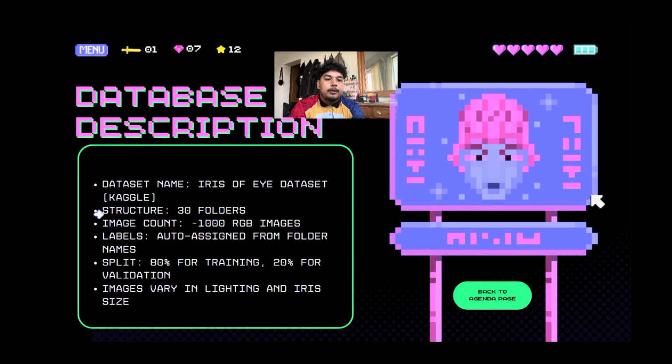The images may vary in lighting conditions and iris sizes, adding some natural complexity to the classification task, where the labels were automatically assigned by folder names.